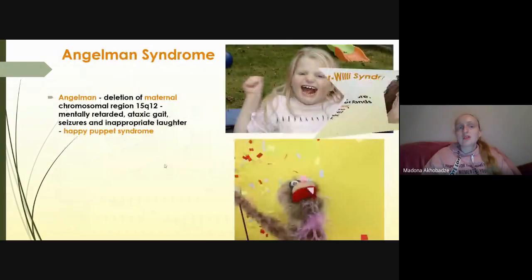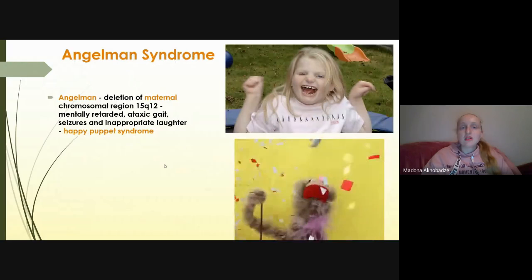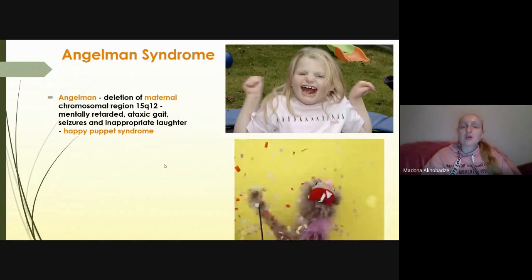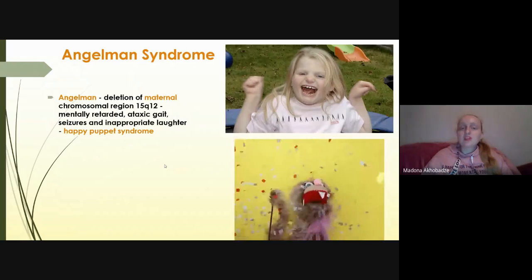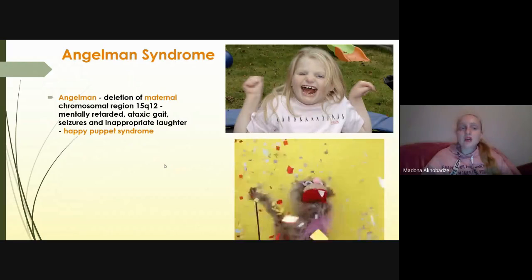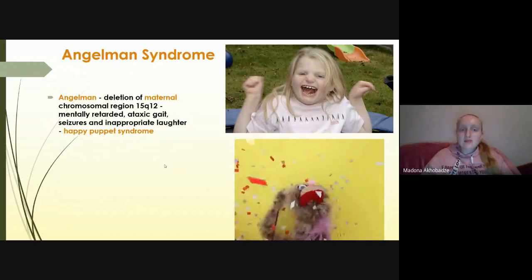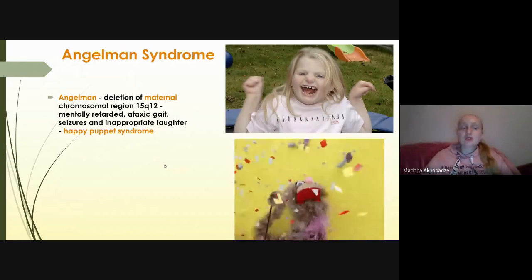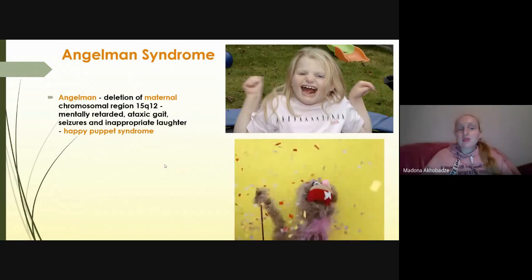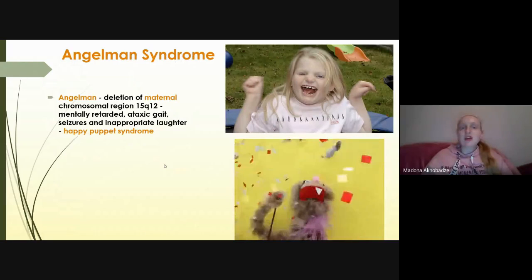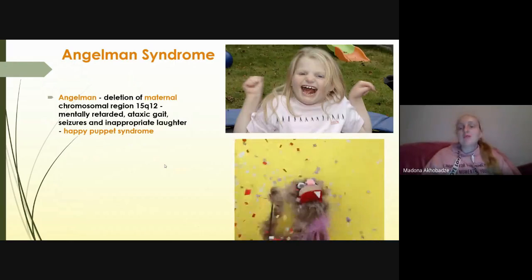And the last one is Angelman syndrome, which is a deletion of the maternal chromosome region on the chromosome's Q arm, which means the long arm. The patients are usually mentally retarded, they have ataxic gait, seizures, and inappropriate laughter, and that's why this disease is called happy puppet syndrome. Okay, Angelman syndrome, happy puppet syndrome.